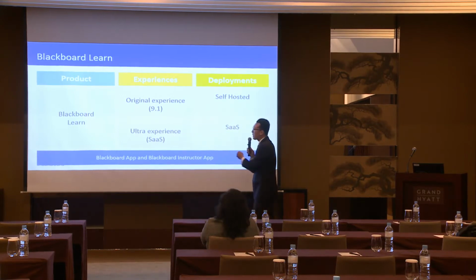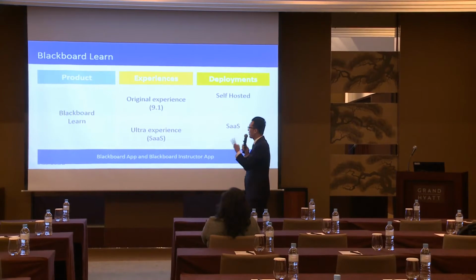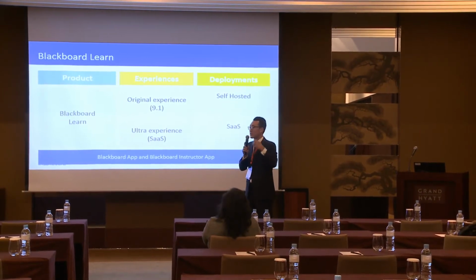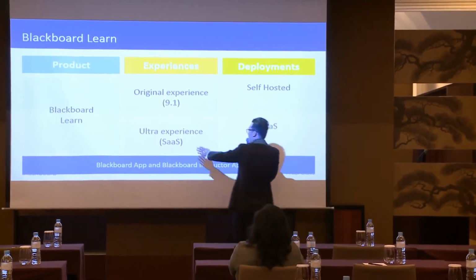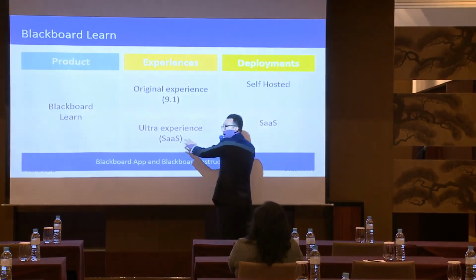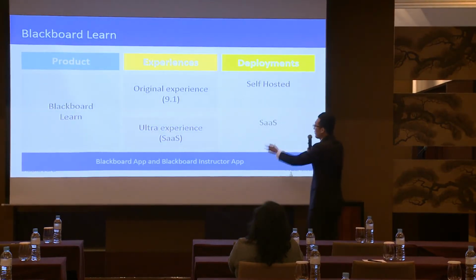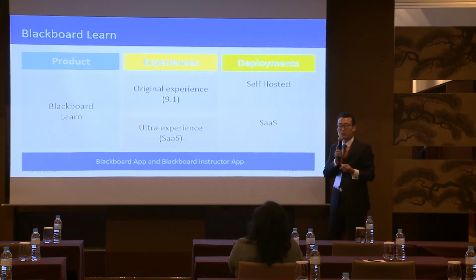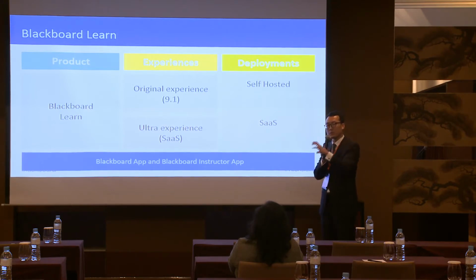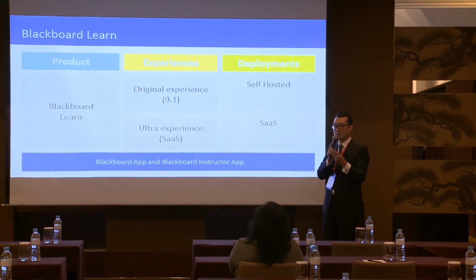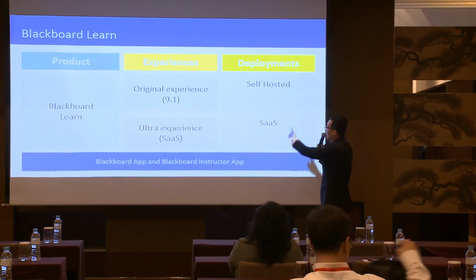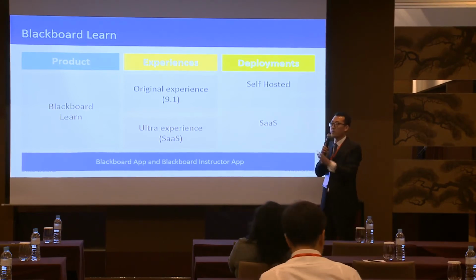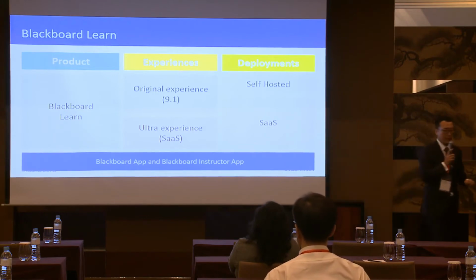With Blackboard Learn, we have this one product with 2 experiences, right? The original one, which has been used since 1997, for over 20 years, and the new one, the Ultra experience, which only comes bundled with SaaS, okay? So we have 2 experiences and we have 2 ways to host. Actually, we had 3 ways, but we are getting rid of managed hosting. All the managed hosting clients are moving to SaaS. So right now we have 2 hosting methods: one is self-hosting, one is SaaS. And in the future, I don't know how long, we will get rid of self-hosted also. So every client will be on the SaaS solution. Okay, so this is the idea.